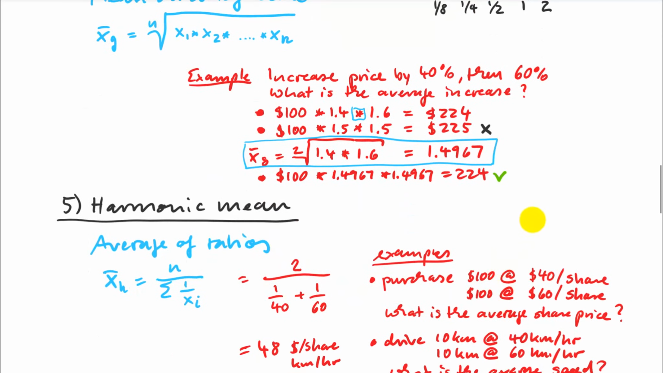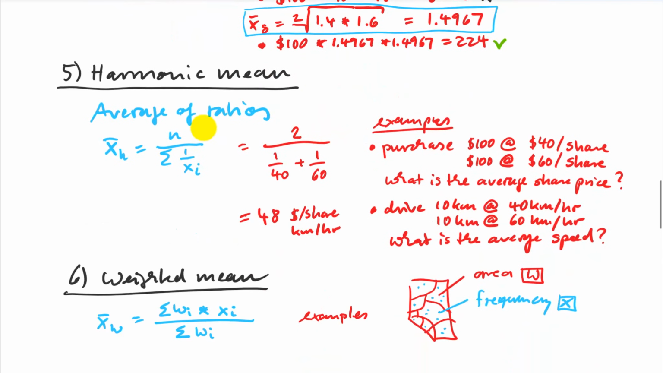So harmonic mean is again something similar, but in this case for ratios. So it's the average of ratios, and this is also very useful. The formula for this is that you take the inverse, so you don't divide by the number of observations, but you divide n by your ratios. So let's illustrate this with an example again.